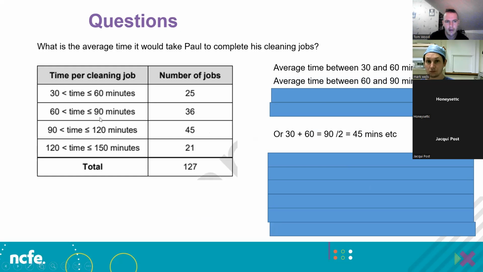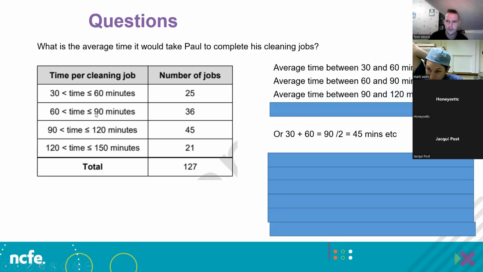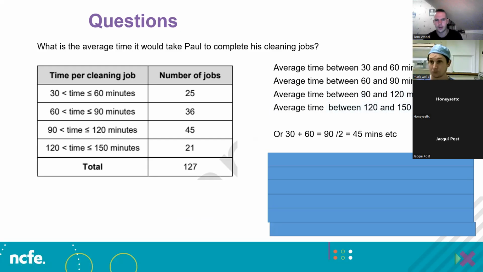So what you can do for this one, if you can't spot immediately what the middle ground is between 60 and 90 minutes, is add them together, as we've shown here with the first one. That'll be 150, divide it by 2, and that will tell you what the middle value is. So here it's going to be 45 minutes, here it's going to be 75, then we've got 105 and 135. We're going to use these estimates when we work out the number of jobs.